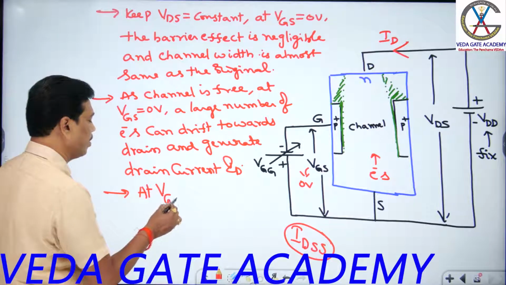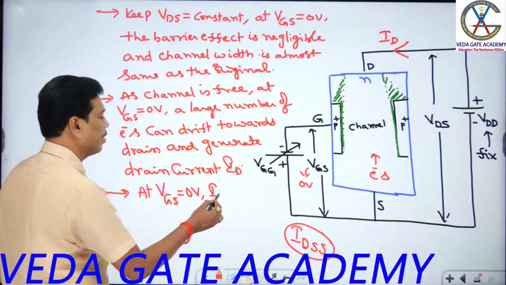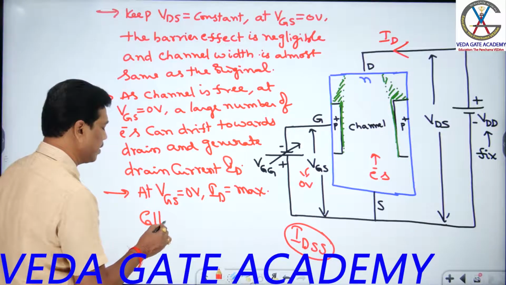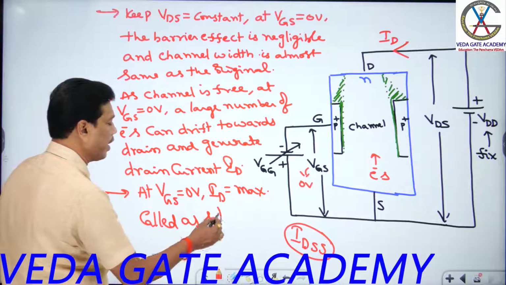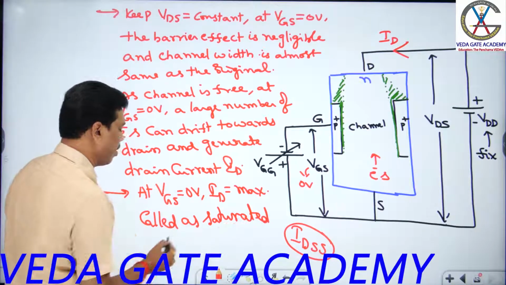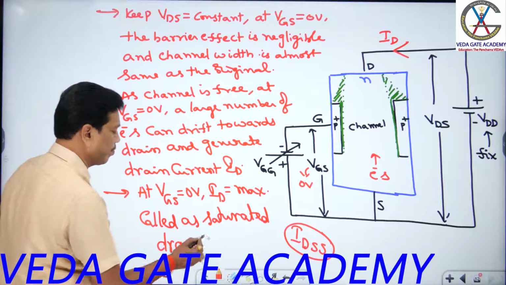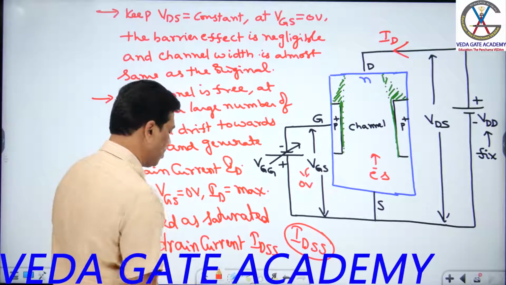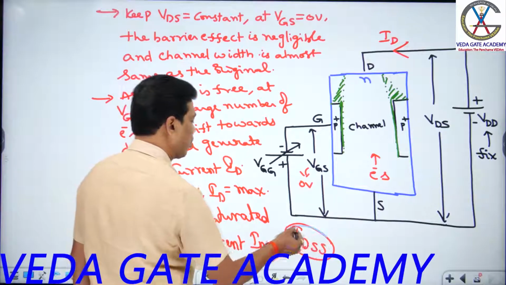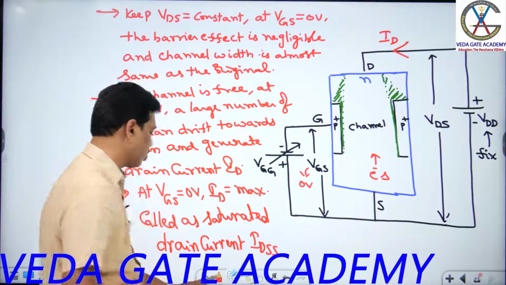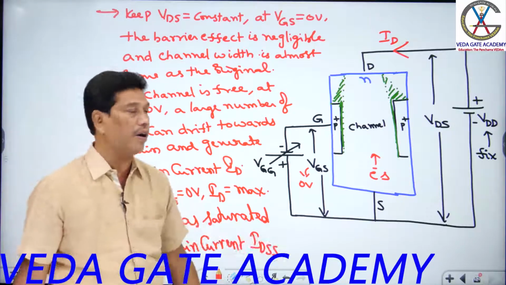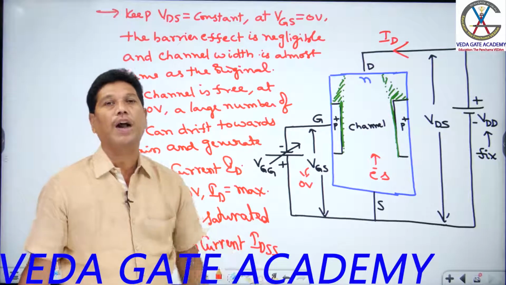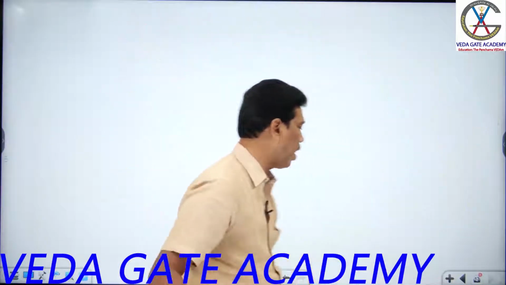At VGS equal to 0 volt, the drain current is maximum, students. It is called the saturated drain current, IDSS. It is nothing but the drain current under the short circuit of the gate to source junction. Got it now? Even with the input voltage 0, it allows conductivity, such that it is called a normally on device.